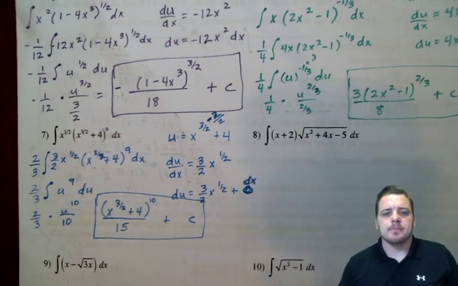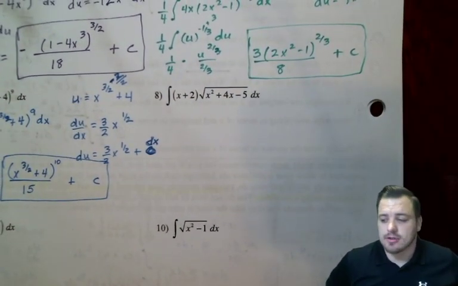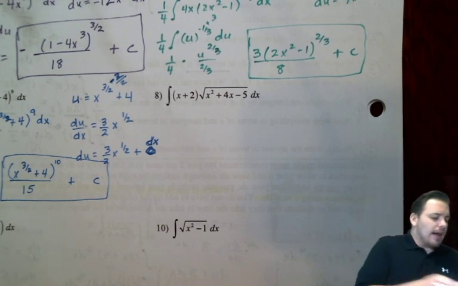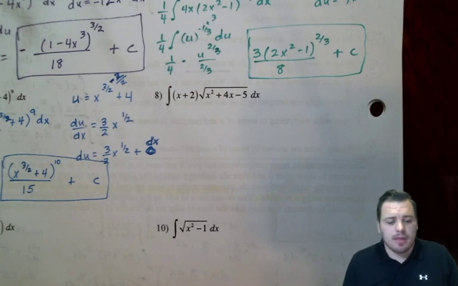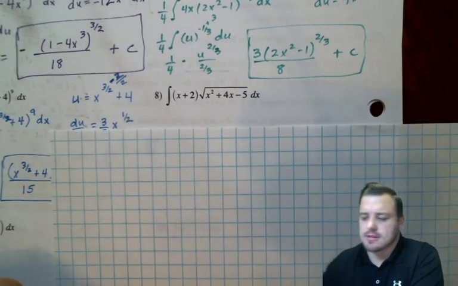Okay, look at number 8. The integral of (x plus 2) over x times the square root of x squared plus 4x minus 5. Now, I think it would be natural for us to jump on the bandwagon and say, hey, whatever's in the parentheses is my answer. So let's take a look at that.